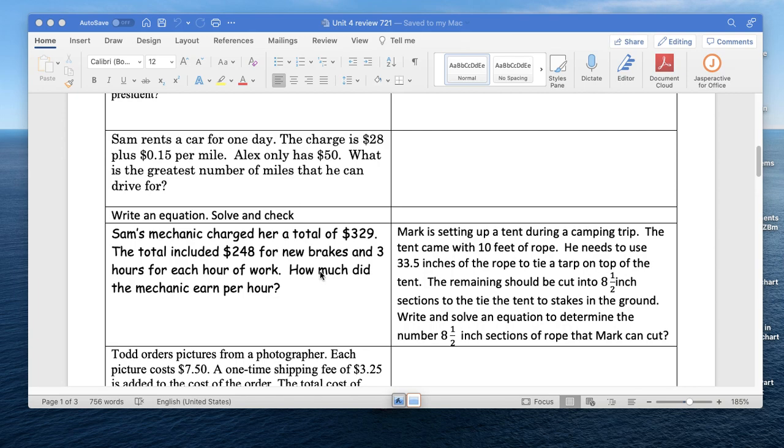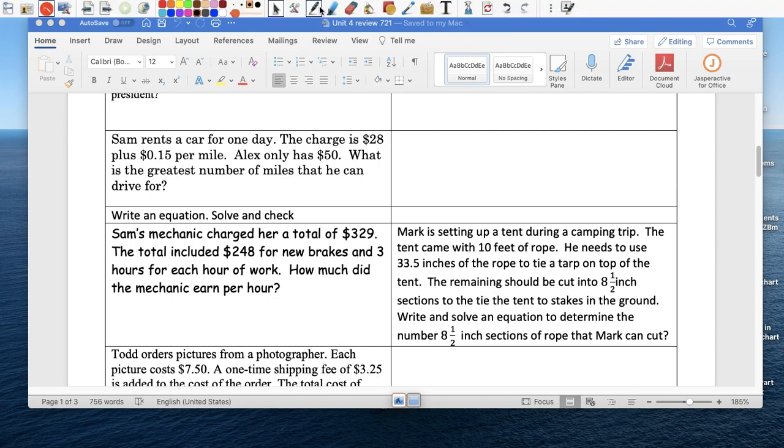Sam rents a car for one day. The charge is $28 plus 15 cents per mile. He only has 50. What is the greatest number of miles that he can drive? Okay, so he only has 50, which means whatever he's spending here can't go over 50. So it has to be less than or equal to 50. The car is $28 per day, no matter what. And then plus 0.15 per mile. So how many miles can you ride?